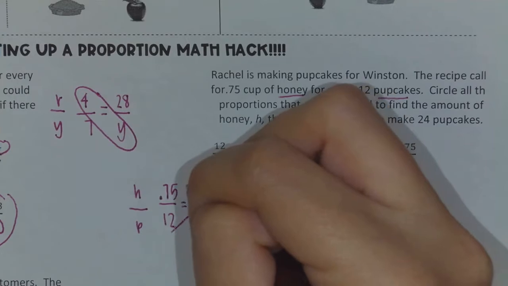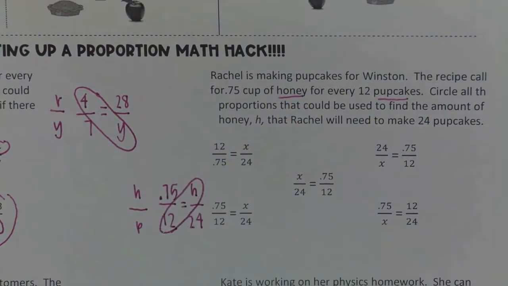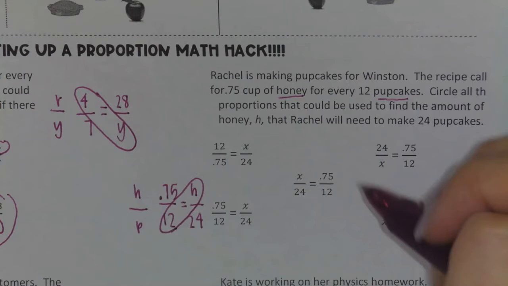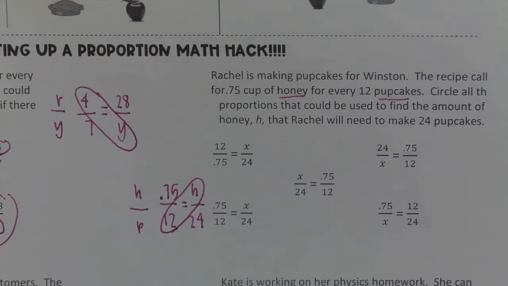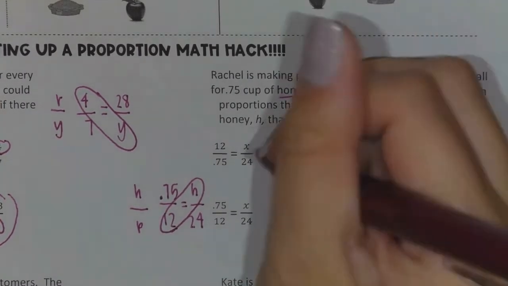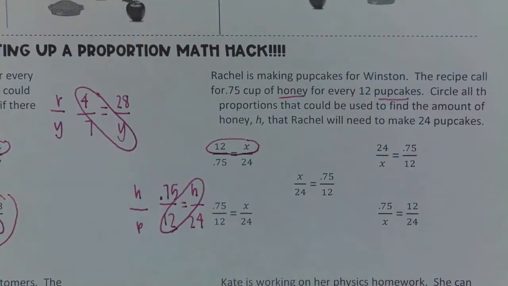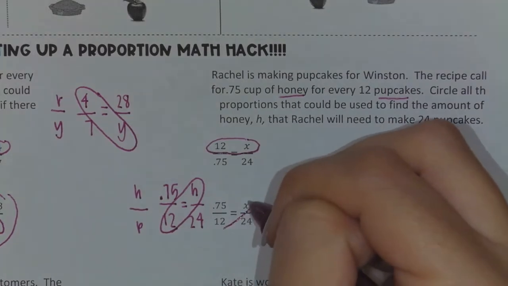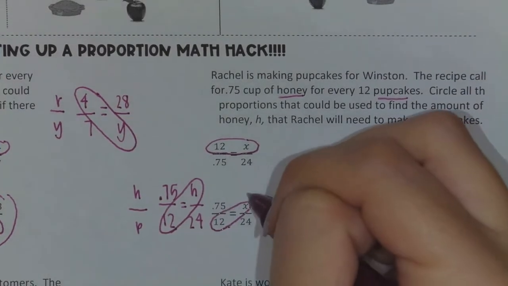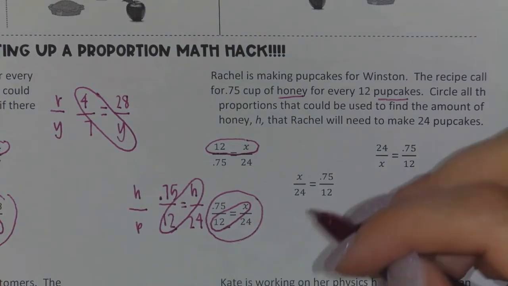So again, look diagonal from your variable. I see that H should be across from 12. Well, it looks like I made a mistake in here. Those X's should all be H's, but that's okay. Still a variable, still representing an unknown value. So in the very first one, 12 and X are right next to each other, so that's not a good proportion. And our next one, this is actually the proportion that we just set up over here on the side. They are diagonal from each other.